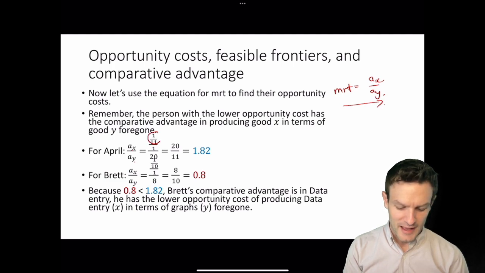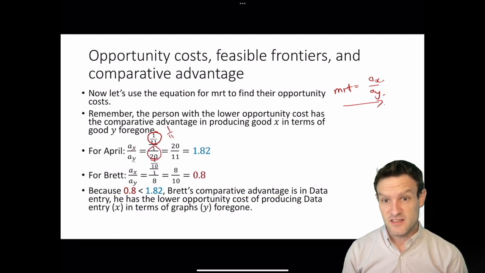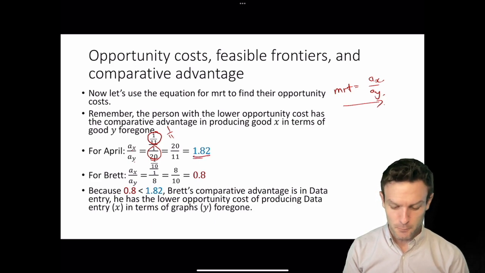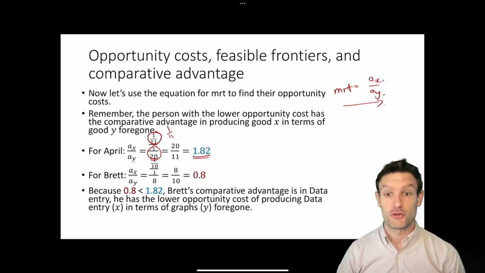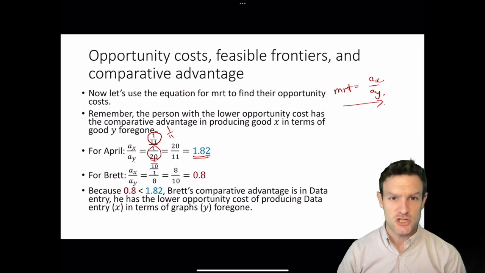All right, for April, we can substitute in AX over AY. Her AX was equal to 1 over 11. Her AY was equal to 1 over 20. So what is that? That's 20 over 11, and that is 1.82. So her marginal rate of transformation is 1.82.